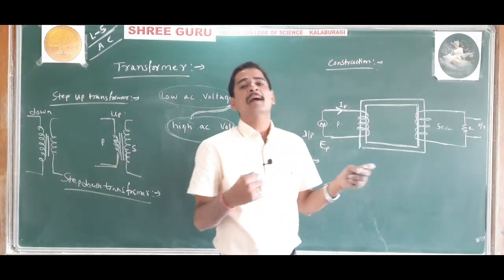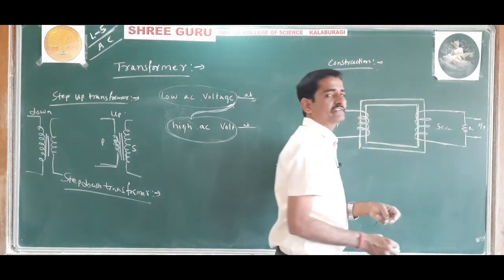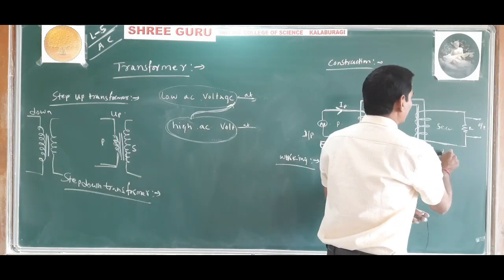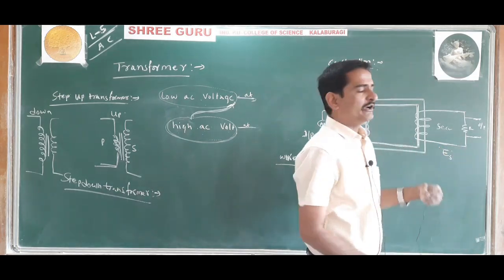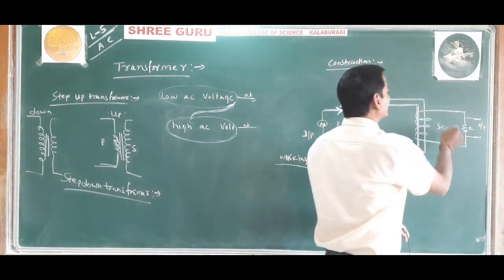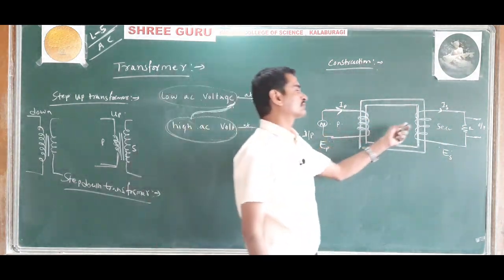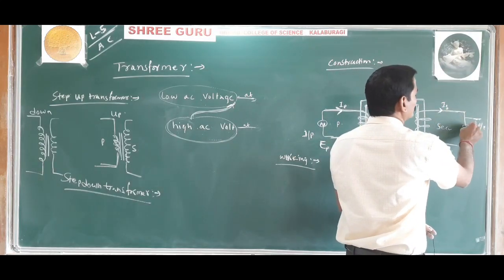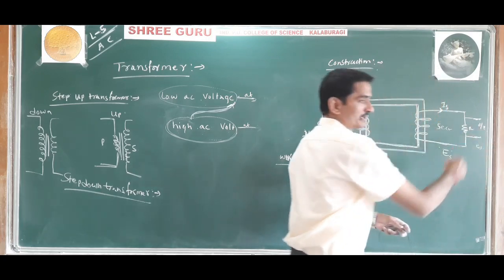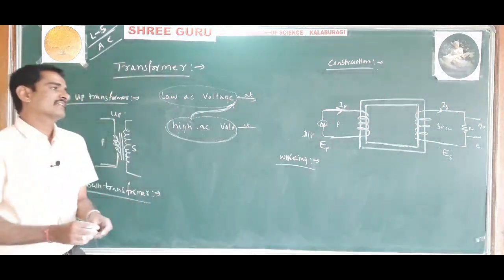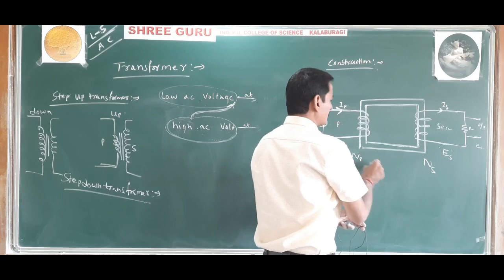And this changing magnetic flux induces an EMF in the secondary coil, that is ES. As a result, an induced AC current IS flows through the secondary coil. When IS flows through the load resistance R, then you will get output. Understood? Okay.